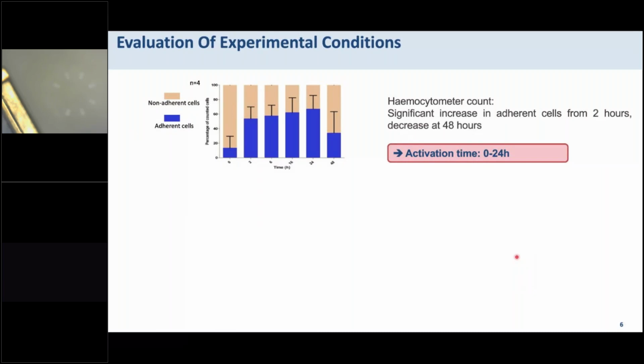First, we will identify the cells of interest by counting the cells attached to the flask separately from those present in the supernatant, during a 48-hour kinetic. A significant increase in the number of adherent cells was observed, beginning at 2 hours and no decrease at 48 hours. That means that the activation range is around 24 hours.